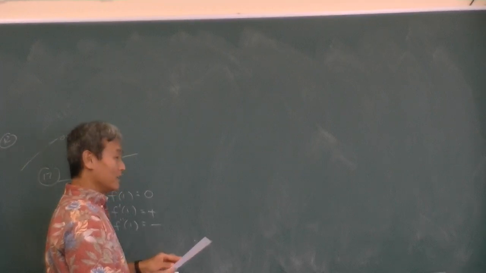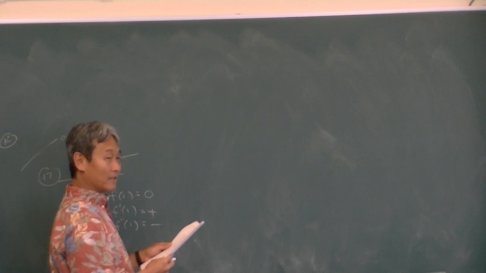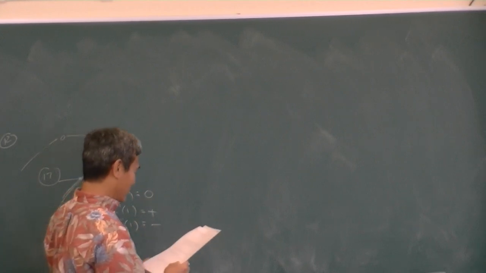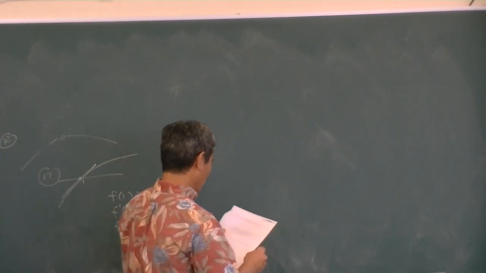Okay, number 18, Joe? B. Everybody got that? Yeah. The equation of the tangent line, you got to nail that one. Number 19, Takushi. C. So. Okay, I don't know.